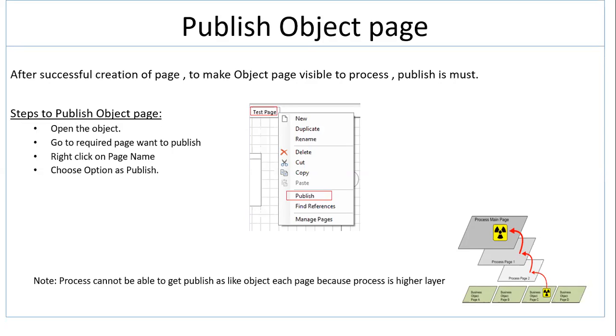But here you are going to publish each page in an object so that it becomes visible to the process from where you can call it. I'm going to show you live in Object Studio so that you have a better understanding of what publish means in terms of an object page.